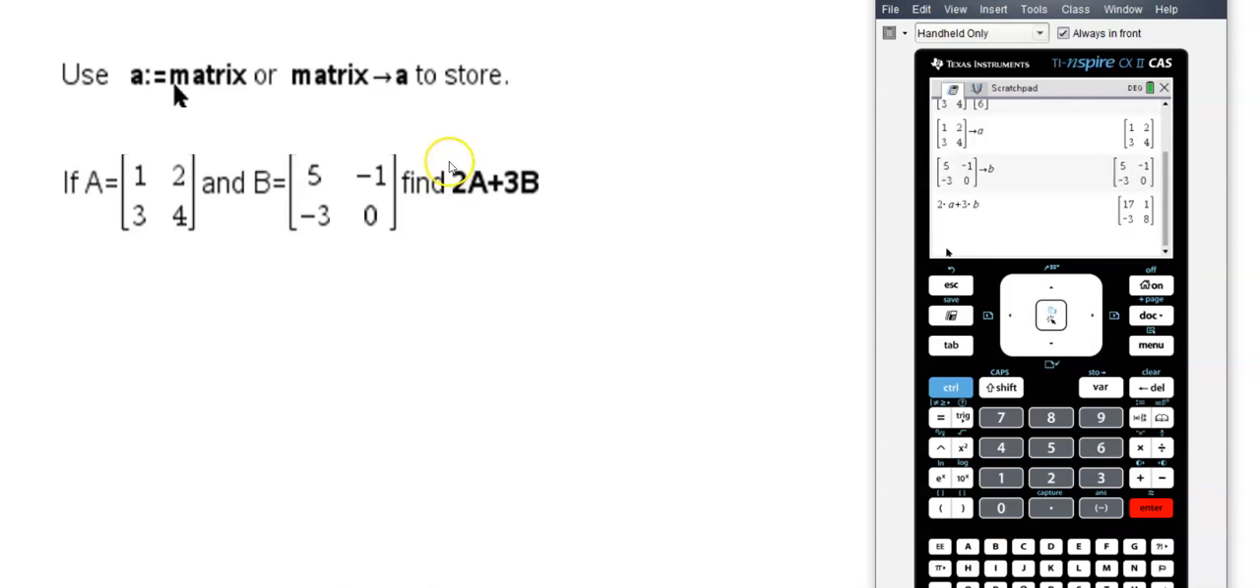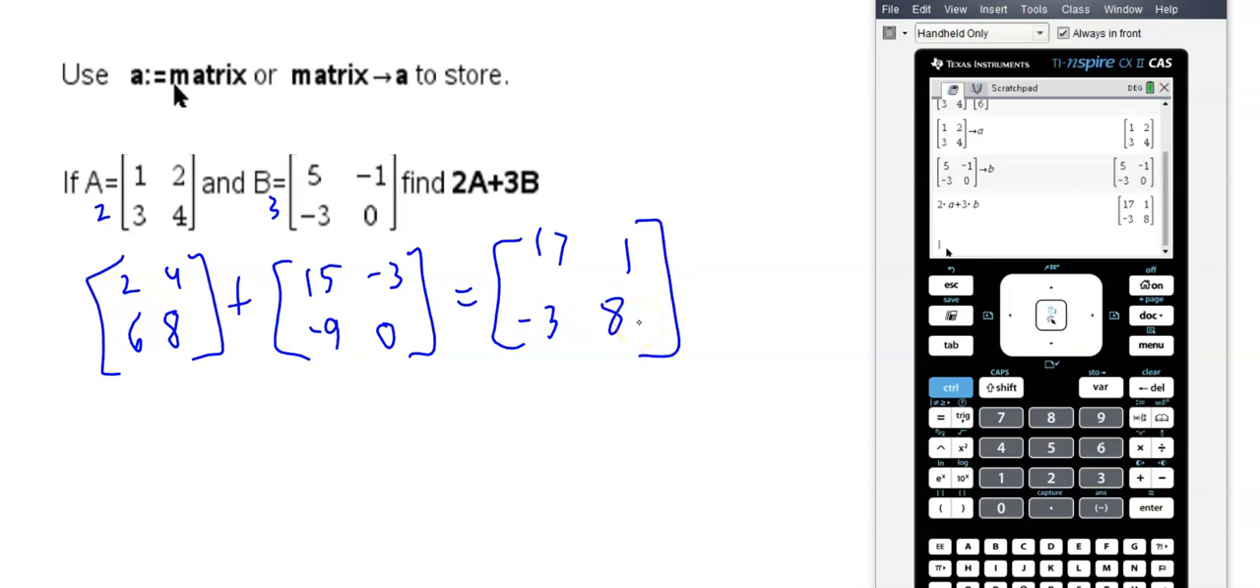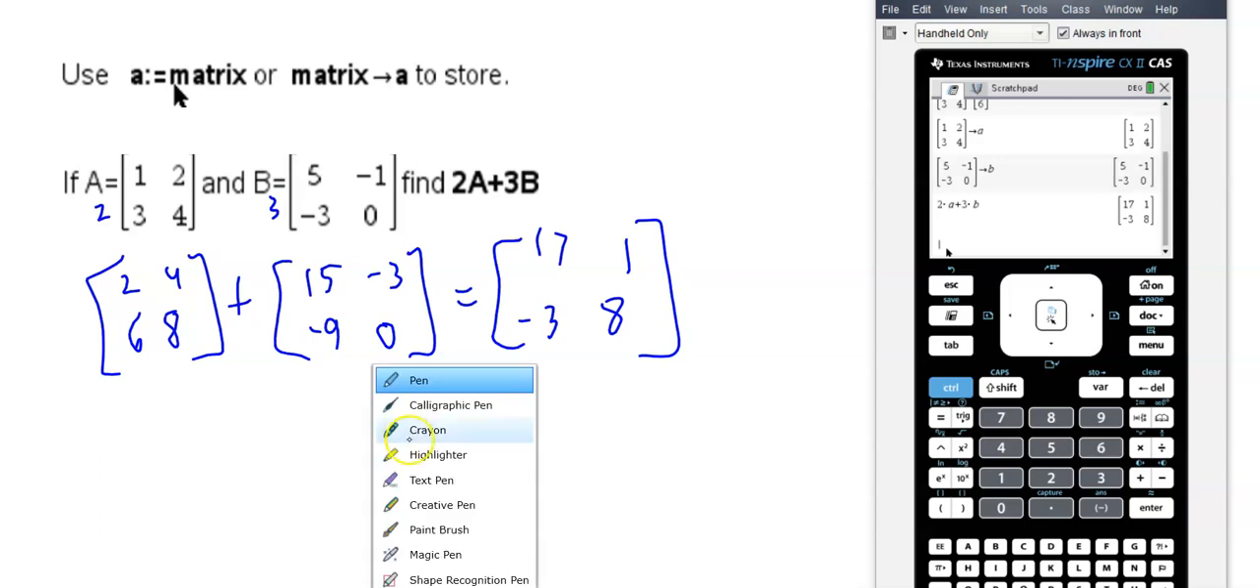Now, I could have done that by hand. In other words, I could have multiplied A by 2, so that would be 2, 4, and multiply B by 3. We're going to add that. So that's going to be 15, negative 3, negative 9, and 0. If we add that, we get 17, 1, negative 3, and 8, I believe. Is that what you got? Yes. So it's easy to make a little mistake.